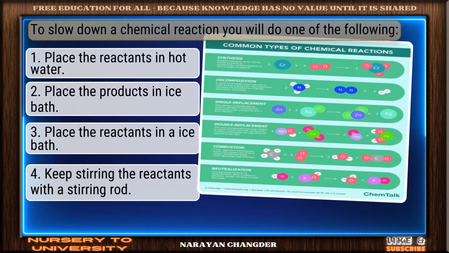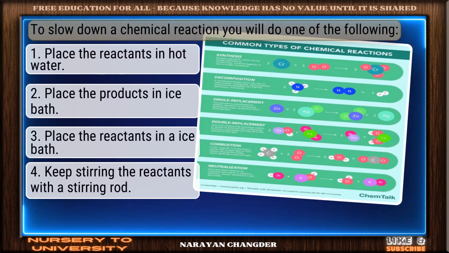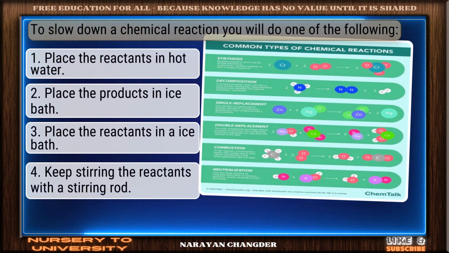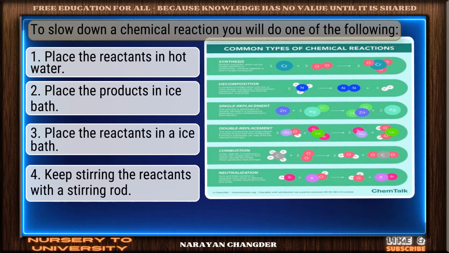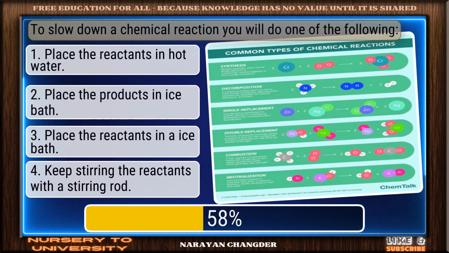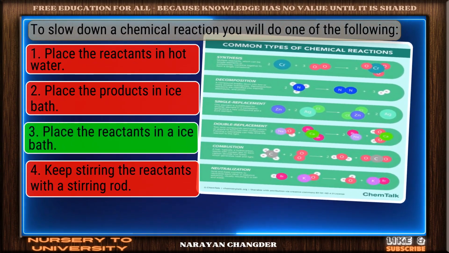To slow down a chemical reaction, you will do one of the following. Option 1, place the reactants in hot water. Option 2, place the products in an ice bath. Option 3, place the reactants in an ice bath. Option 4, keep stirring the reactants with a stirring rod. Great job. Place the reactants in an ice bath.